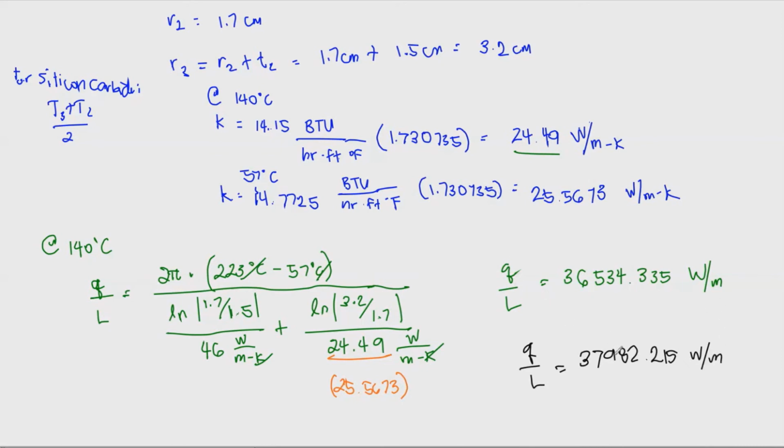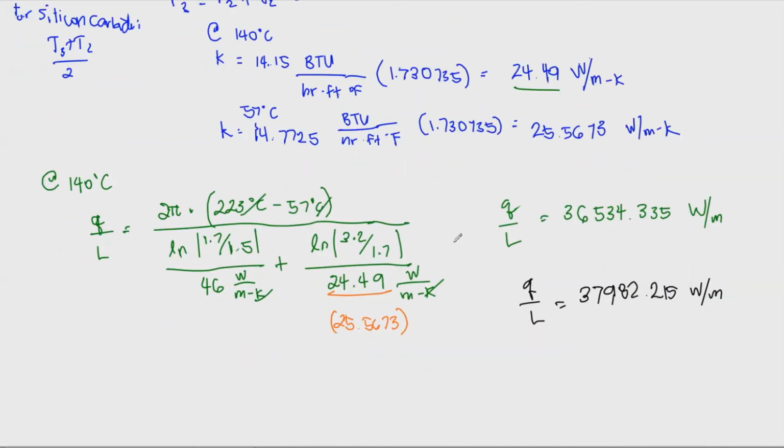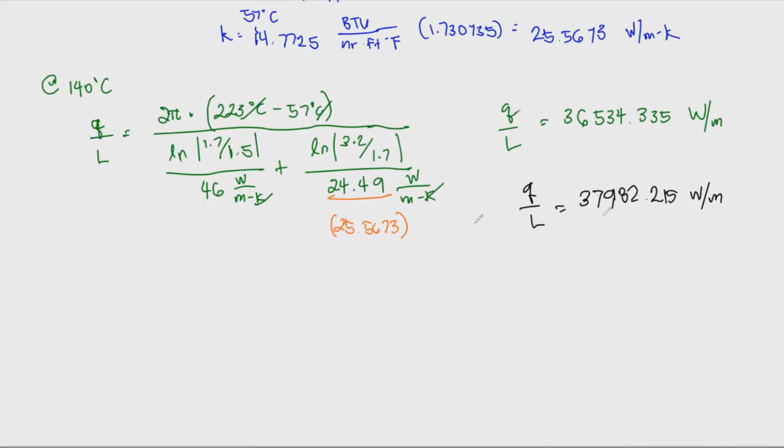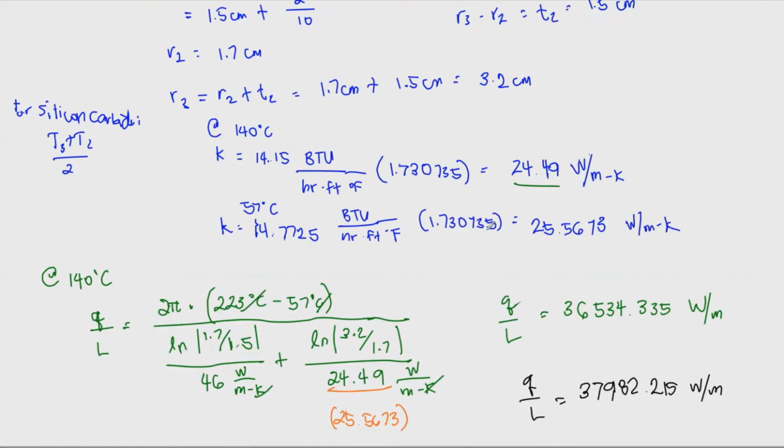Okay, so the answer, if we chose the higher temperature, that is 36,000, and for the lower temperature, that is 37,000. So given this heat rate, we've already obtained the heat rate per meter. But what is the best answer for these two? Actually, these two answers are already correct, but if the problem asks you to solve for two cases and you wanted to choose from it, then what will be your basis for finding which is better?